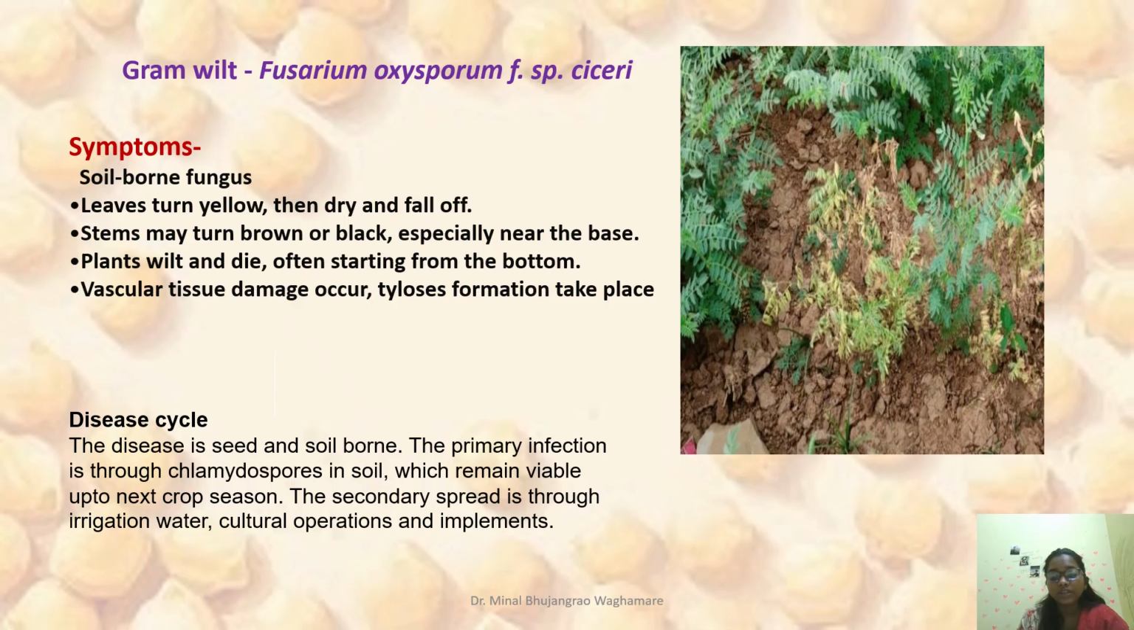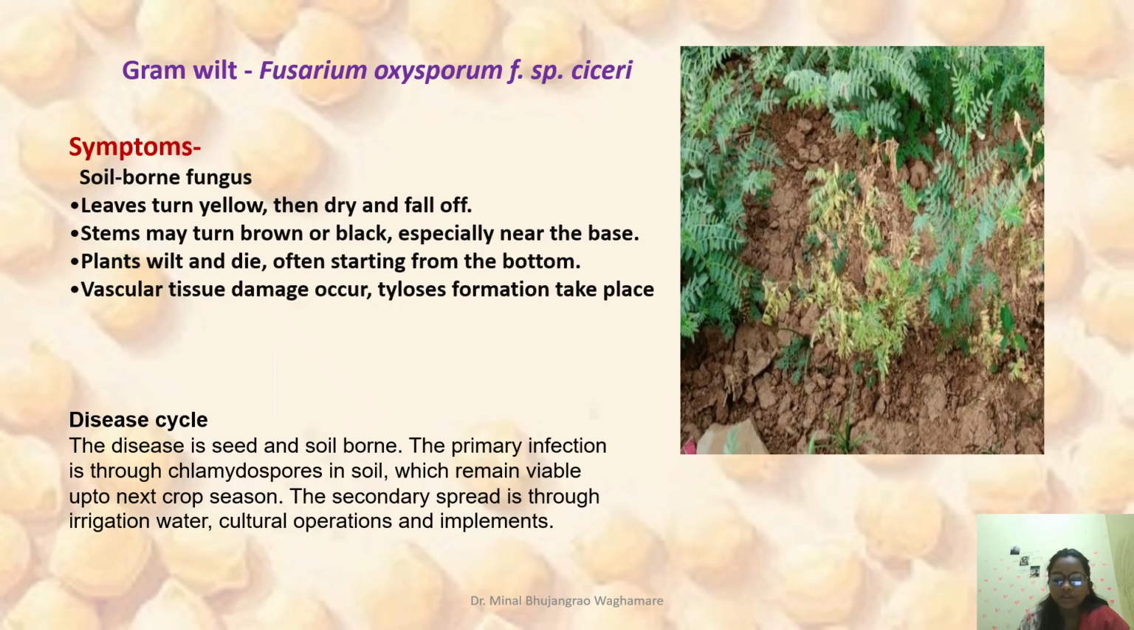In defense, when the pathogen attacks the vascular tissue, the plant also tries to defend itself and creates tyloses formation, which tries to restrict the movement of the pathogen from the vascular tissue throughout the body of the plant. Ultimately, due to vascular tissue damage, stems may turn brown and black, especially near the base, and the plant will die due to wilting, that is, drying, as proper supply of water will not take place.